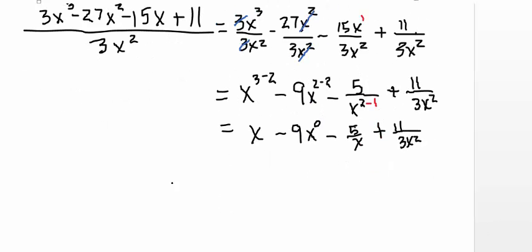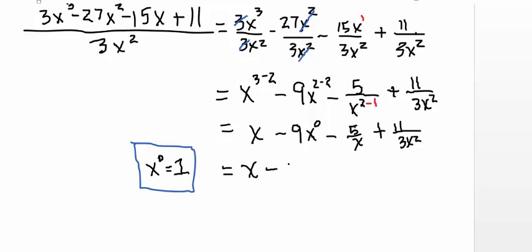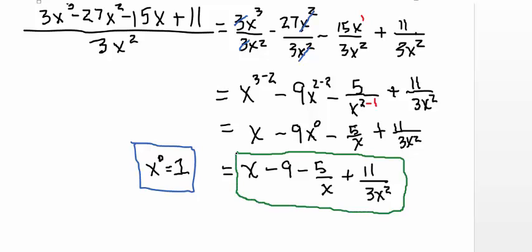So I don't want to have 0 or negative exponents in my final answer. Remember that x to the 0 is 1. So this is x minus 9 minus 5 over x plus 11 over 3x squared. That's my final answer.